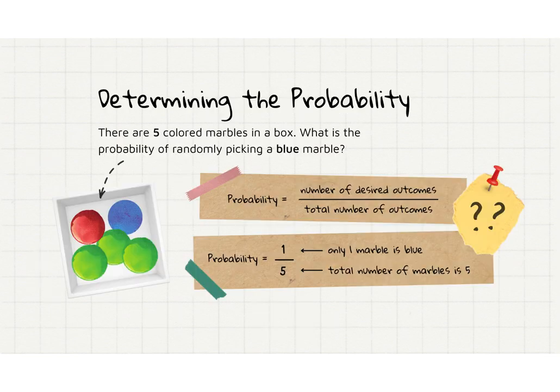Now, how do we determine the probability? So in this situation, we have 5 colored marbles, and I want to know the probability of picking a blue one at random. So in here, it says the probability is the number of desired outcomes divided by the total number of outcomes. So in my little box here, I have 1 blue marble, and I have 5 total marbles. So my probability would be 1 over 5. And if I change that into a decimal, I would just do 1 divided by 5 on my calculator.